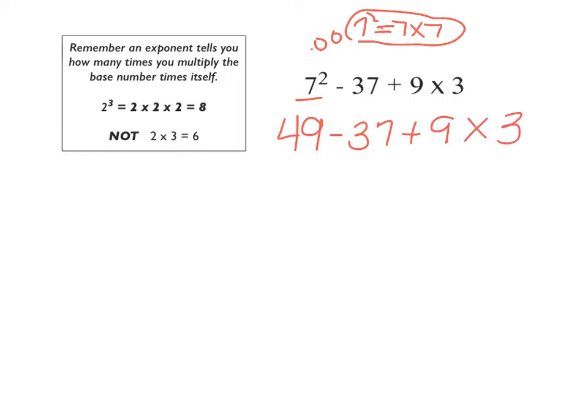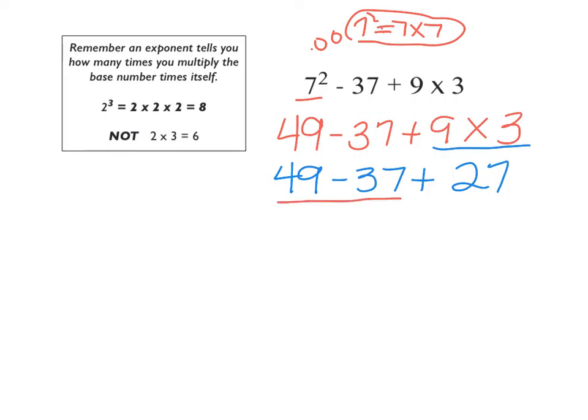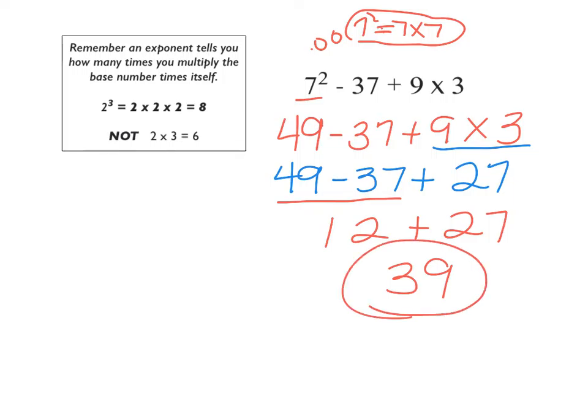Now, my rule says that when I have subtraction, addition, and multiplication, I have to multiply before I add or subtract. So I'm going to do this next. So I'm going to rewrite 49 minus 37 plus 27. And then what comes next? I'm going to subtract first because it comes first left to right. So 9 minus 7 is 2, 4 minus 3 is 1, plus 27. And now I'm going to add. 7 plus 2 is 9, 2 plus 1 is 3. So the answer to this expression is 39.